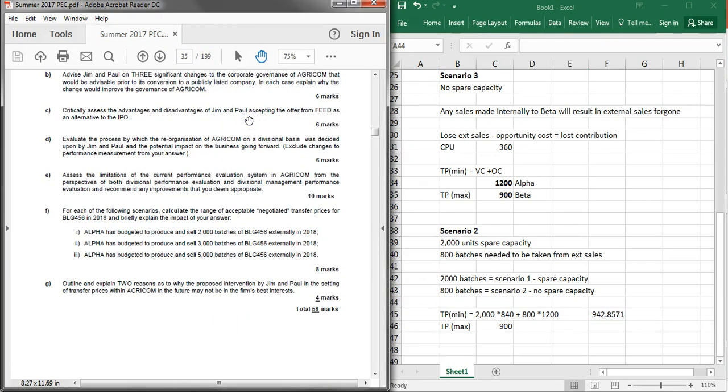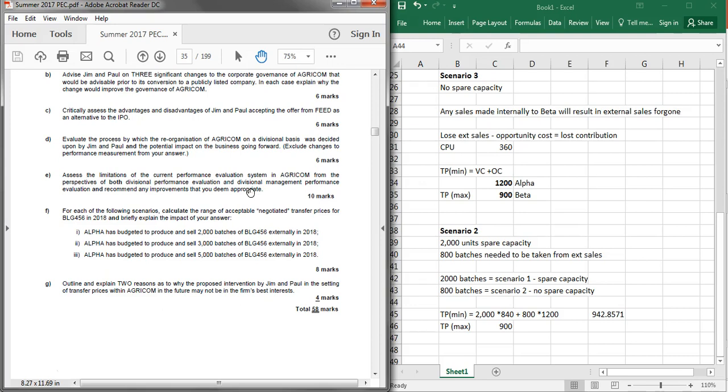Now the last little add-on was for 4 marks. Outline and explain 2 reasons why the proposed intervention by Jim and Paul may not be in the firm's best interest. Well, this should hopefully be fairly intuitive from the question. Your logic is, if these are 2 divisions, if you dictate the price from head office, you're going to demotivate people. It's going to be demotivating, number 1, and it also may be unfair.